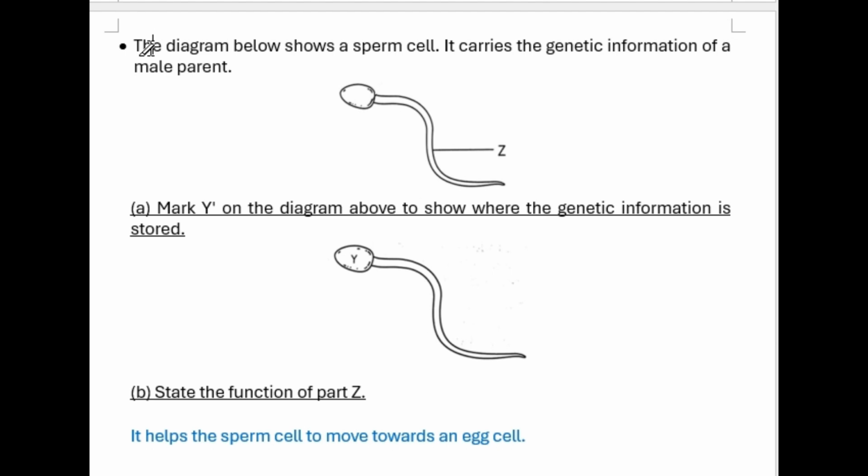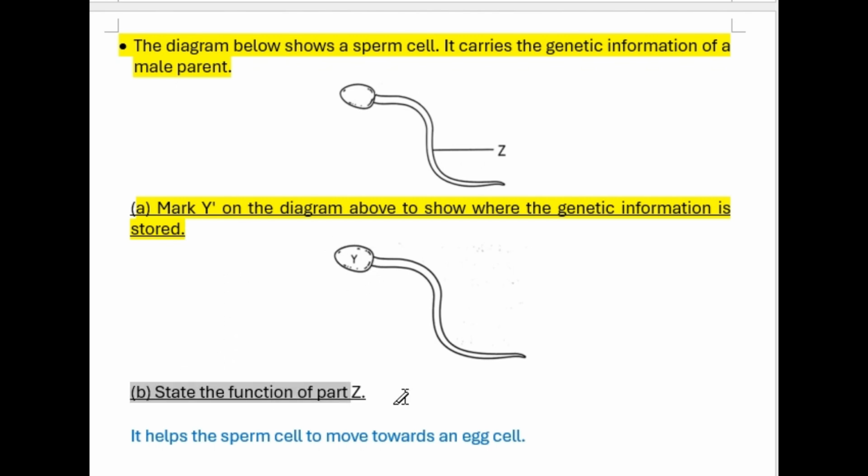The diagram below shows a sperm cell. It carries the genetic information of a male parent. Mark Y on the diagram above to show where the genetic information is stored. B. State the function of part Z. It helps the sperm cell to move towards an egg cell.